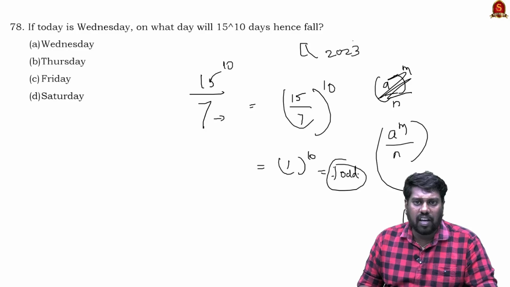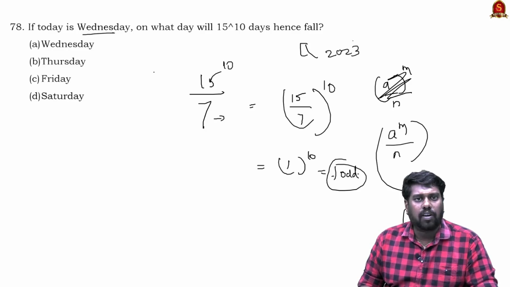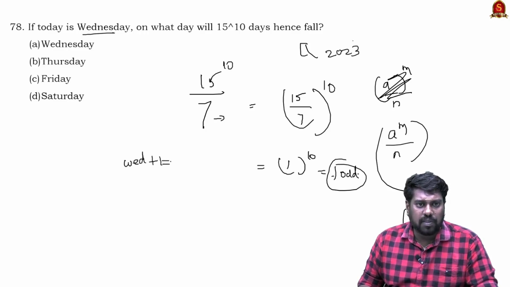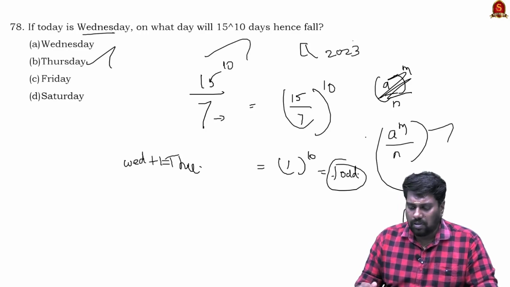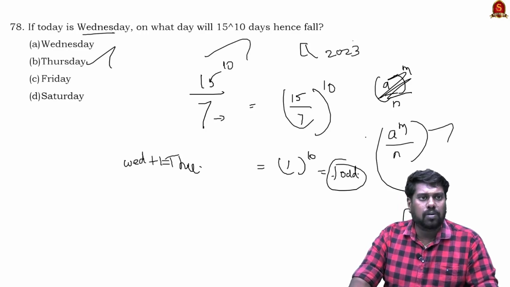So 1 odd day, what is the cutoff day for us? It is given that today is Wednesday. What will be 15 to the power 10 days hence fall? So Wednesday plus 1 odd day, which means it is going to be a Thursday. So this question is also very easy if you know this particular shortcut, which can be answered within 10 to 15 seconds, right? So this is also one of the examples. So we'll go to another example.